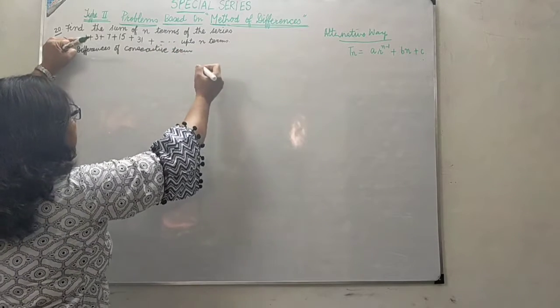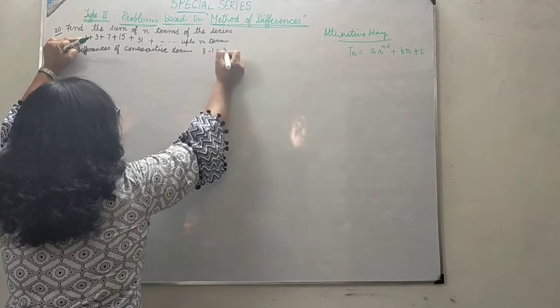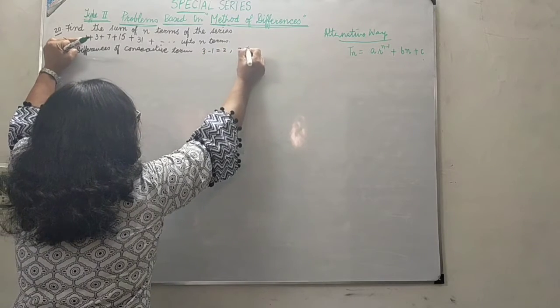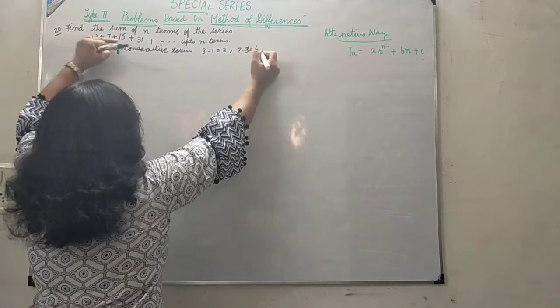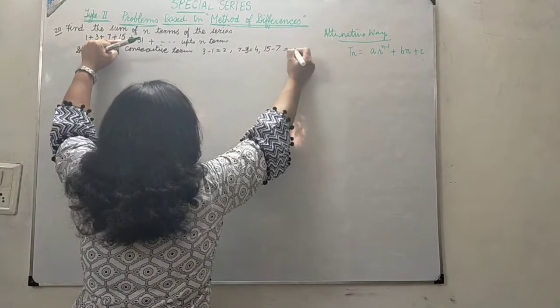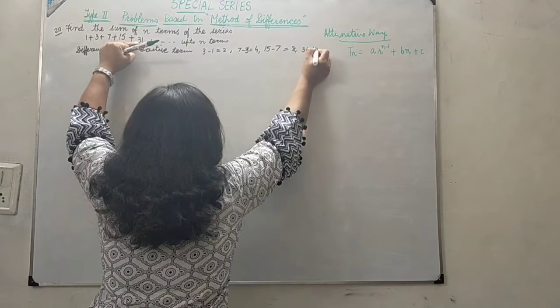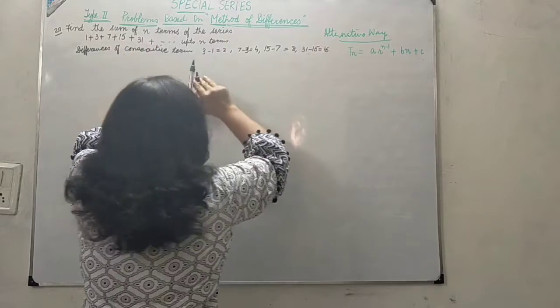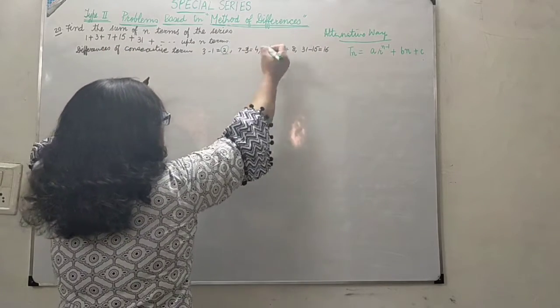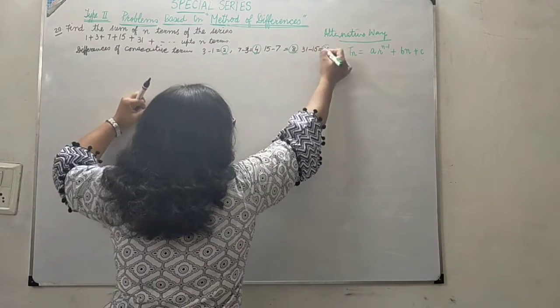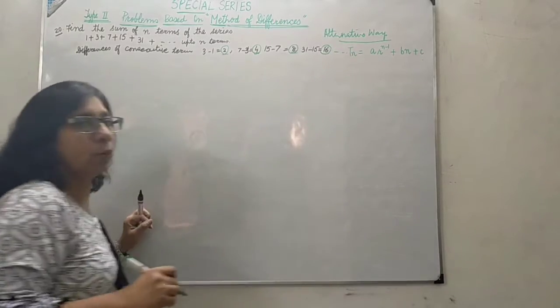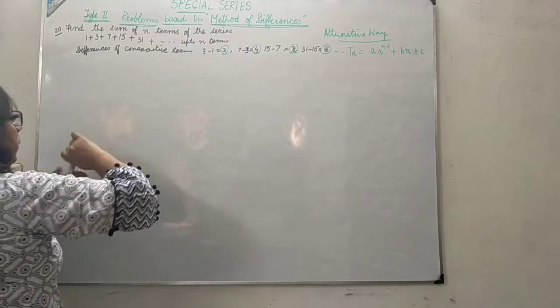Those are 3 minus 1, that is 2. Next 7 minus 3, that is 4. Then 15 minus 7, that is 8. And 31 minus 15, that is 16. So I may see that differences are 2, 4, 8, 16 and so on. So means they are forming a GP.